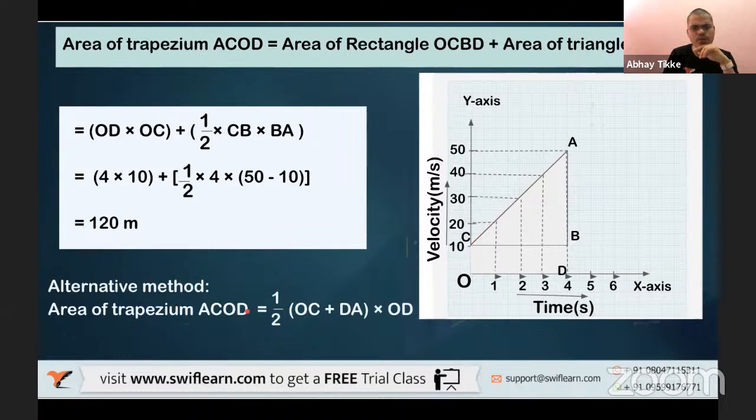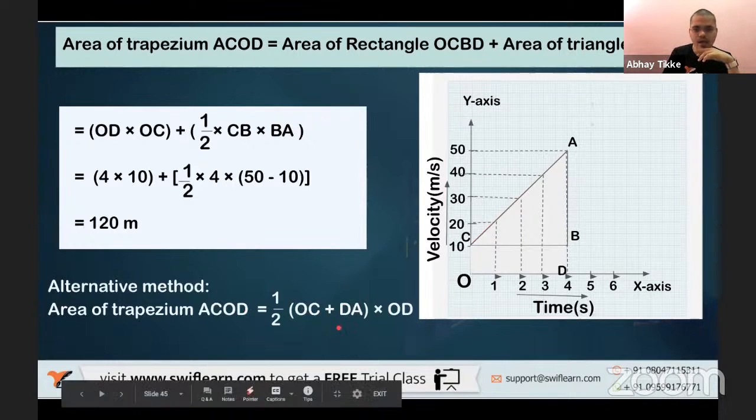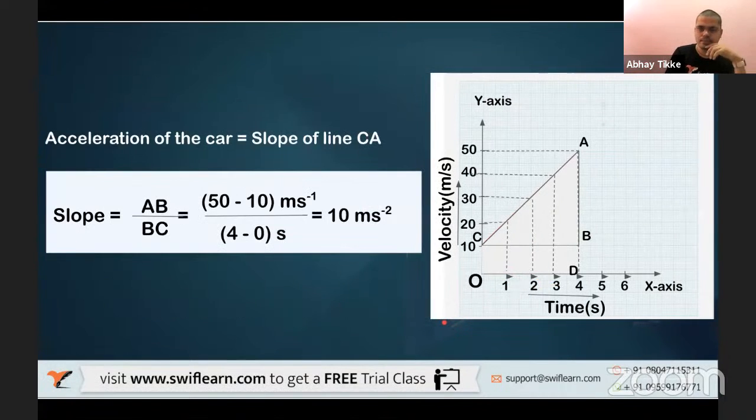Now you can also do it by an alternative method. Area of trapezium is half into the sum of parallel sides into height. Which are the parallel sides? OC and AD are the parallel sides, into height. Height is this, right? OD is the height. You can calculate it this way also, so that you will get as well.